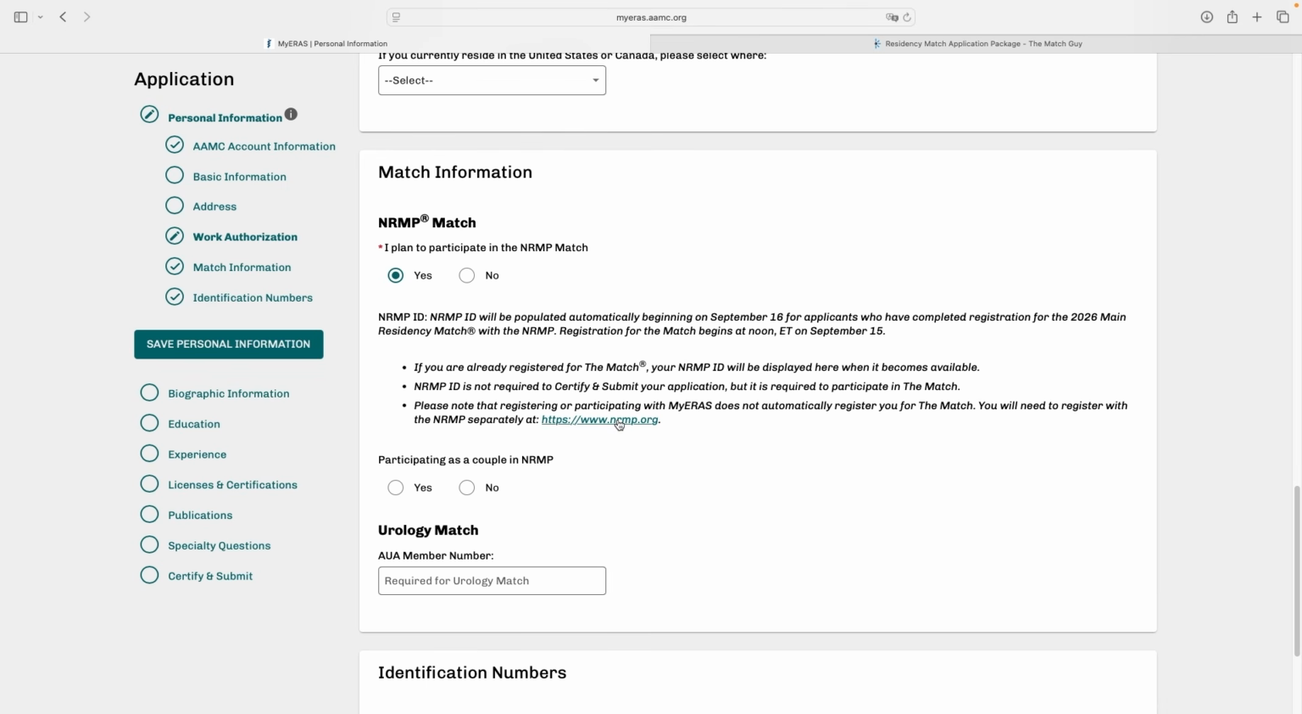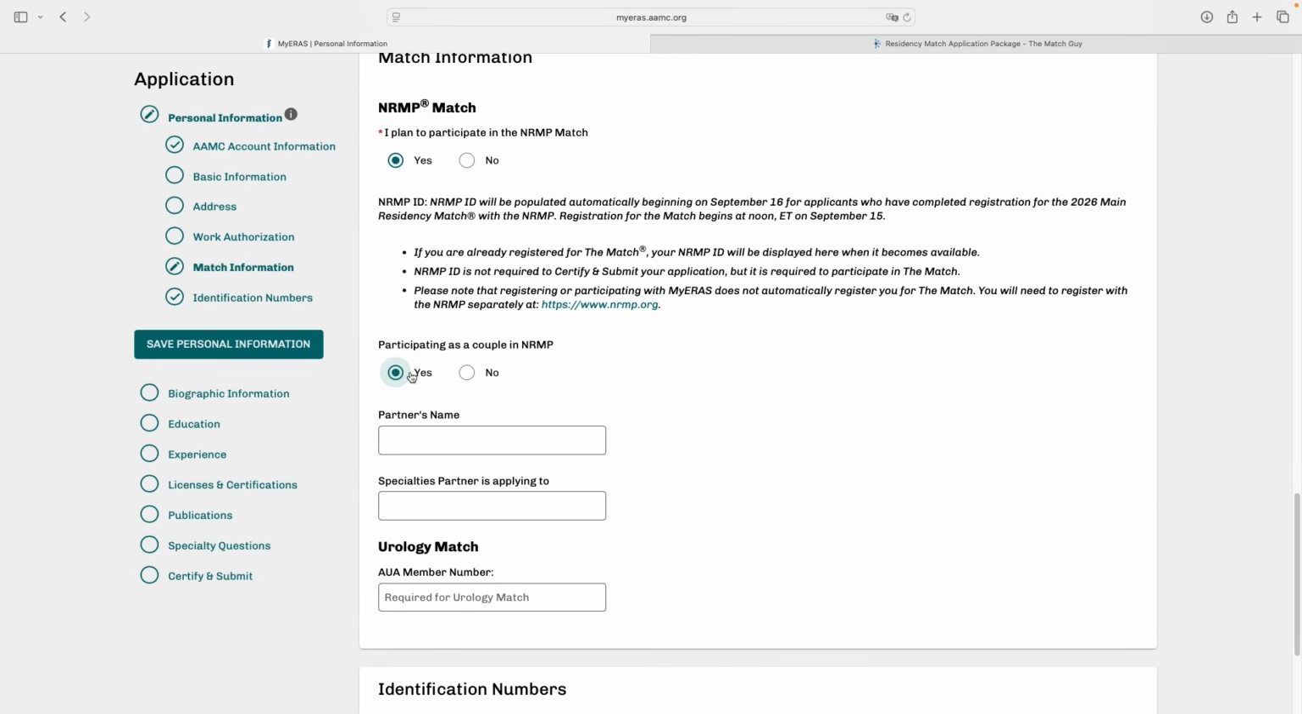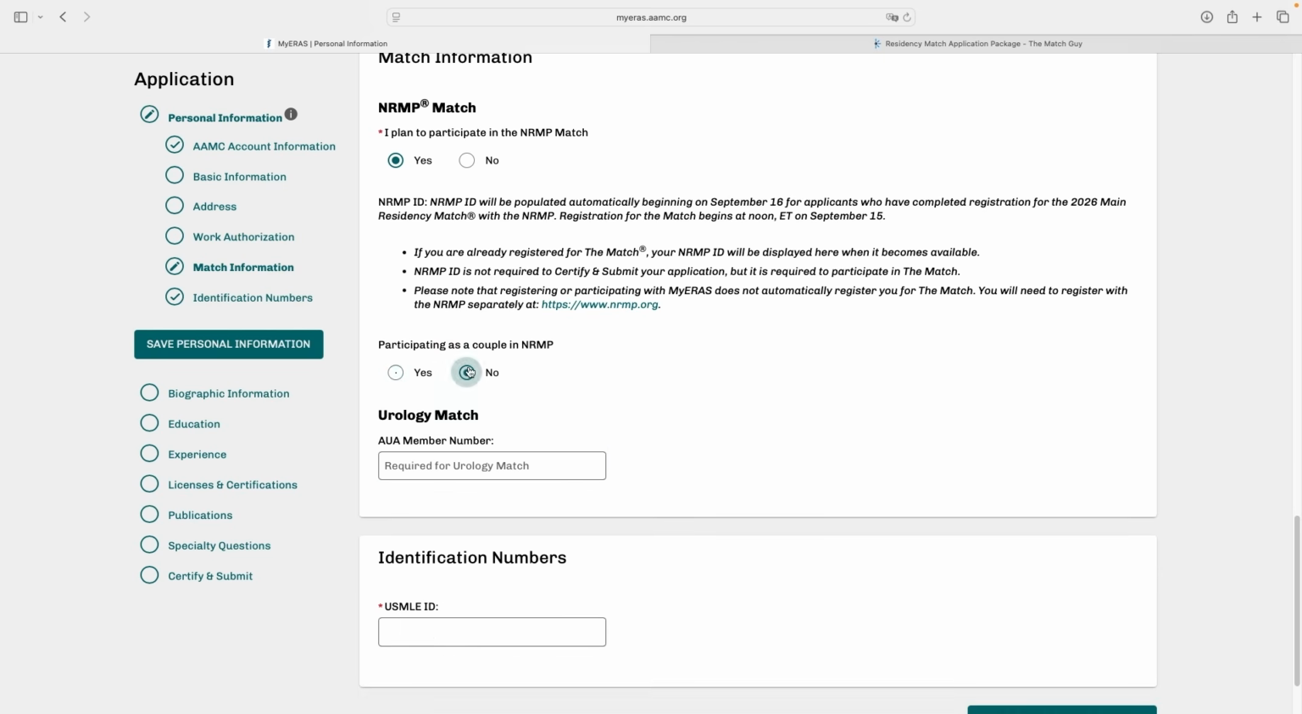Usually it's mid-September, but what it's telling you here is that that will update here automatically when you do so. Last year, you had to add your NRMP ID, but now it just updates automatically. Then it asks you if you're applying as a couple, and you can answer yes, partner name, and the specialty. If no, you answer no.